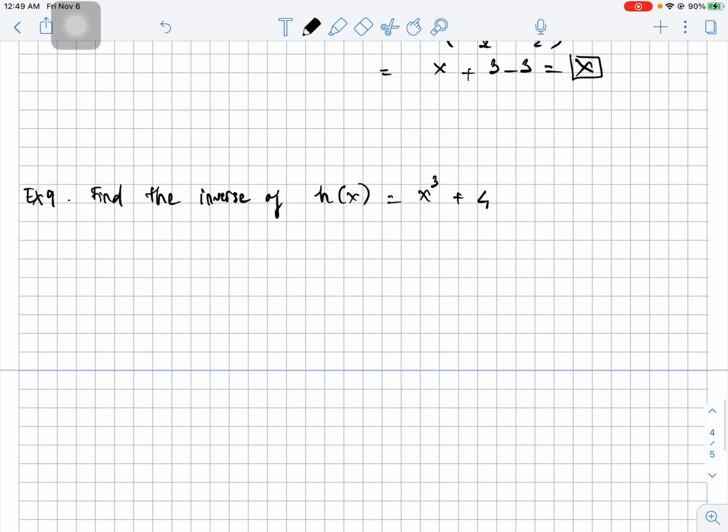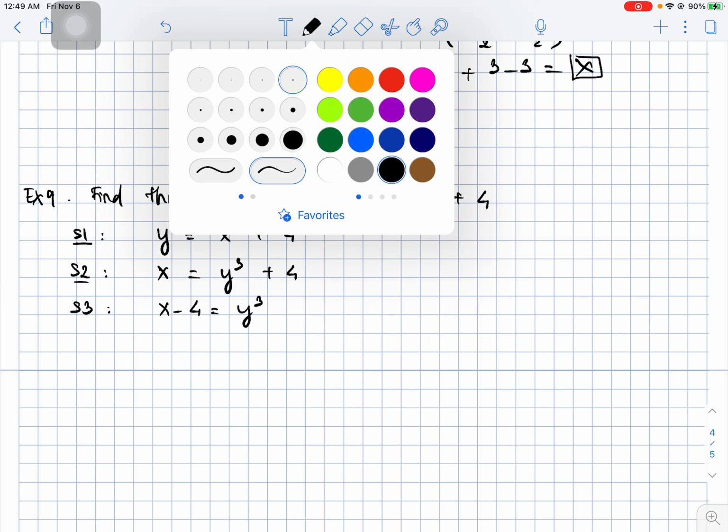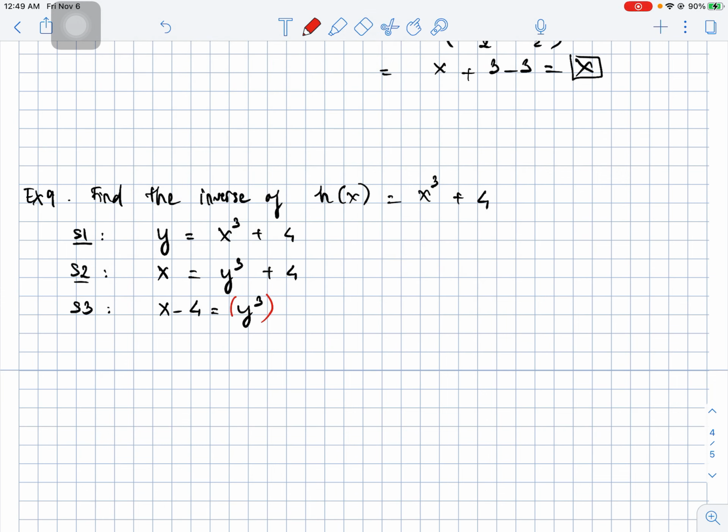Example number 9, we will do the same 5 steps. So step number 1, we need to have x and y so that we can interchange. So we write y equal x cubed plus 4. Then we will interchange the x and the y. And in step number 3, we will solve for y. We minus 4 both sides. And to get y by itself, we will do 1/3 both sides.